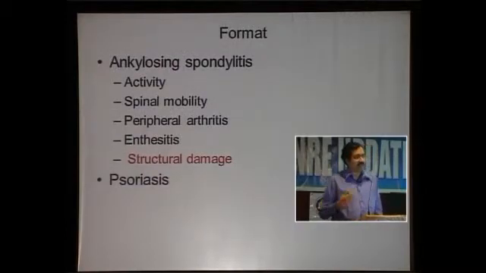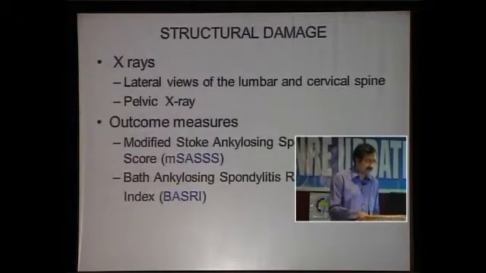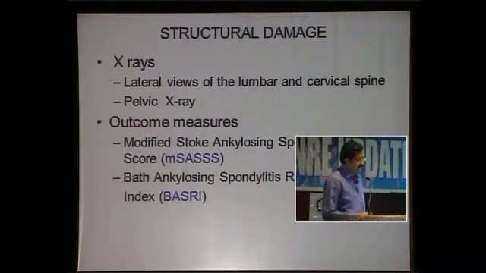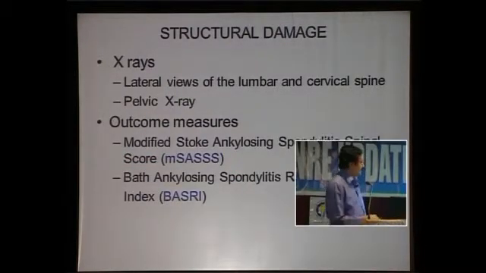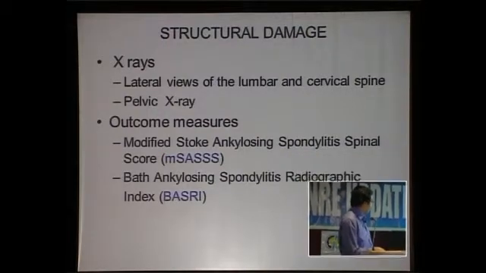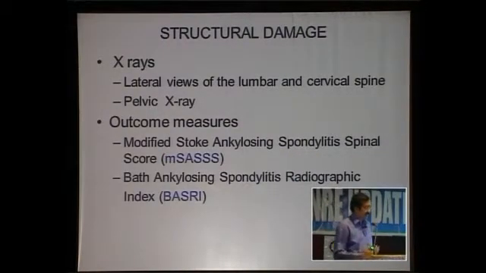So coming to structural damage. Structural damage, we think, is damage at the level of tissue. It cannot be reversed. Usually this is assessed by X-rays, which was conventionally being done. What has been done is a lateral view of the lumbar and cervical spine taken at regular intervals, and also a pelvic X-ray. And there are different systems available. The most commonly followed one is the Stoke score, or mSASSS.